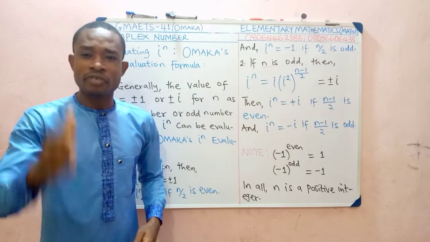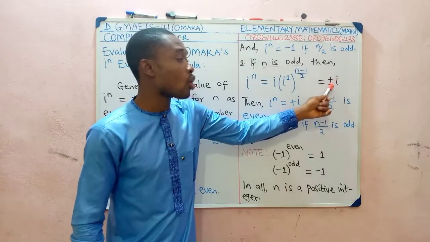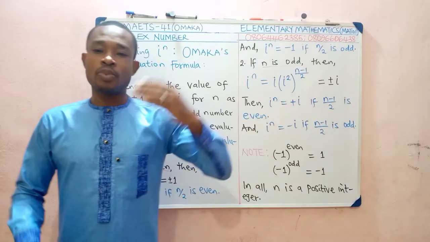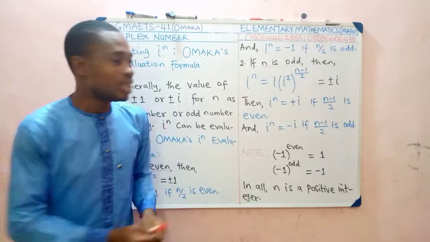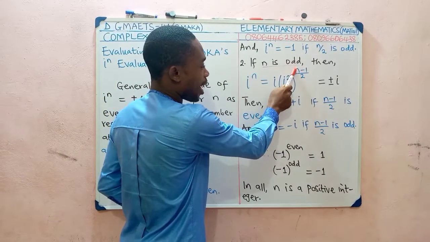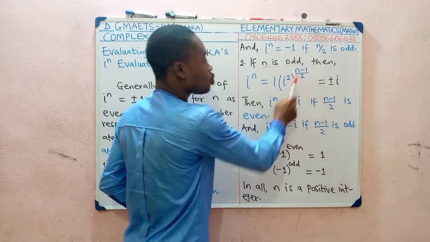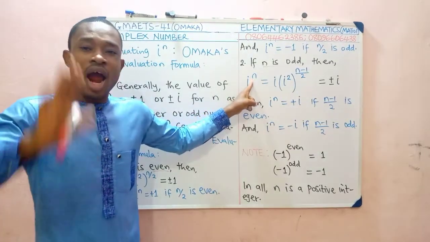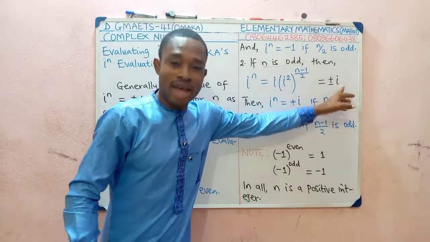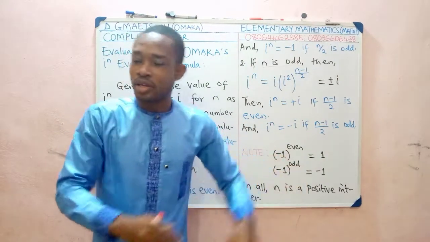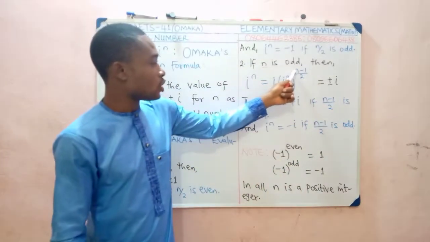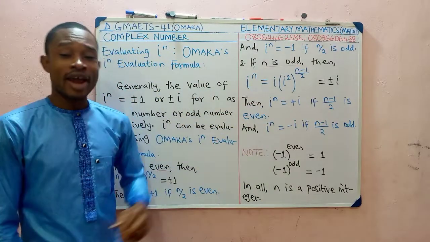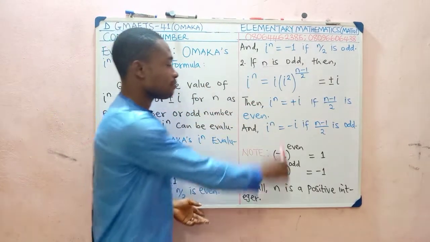And you'll be sure that your final result is either plus i or minus i. Now, whether it is going to be plus i or minus i depends on this power n minus 1 all over 2. Already we know that for n being an odd number, our answer is going to be plus or minus i. Now, is it plus i? Is it minus i? It depends on n minus 1 all over 2, using the Marcus i raised to power n evaluation formula.